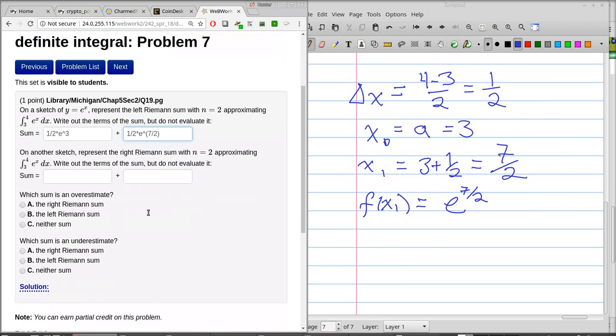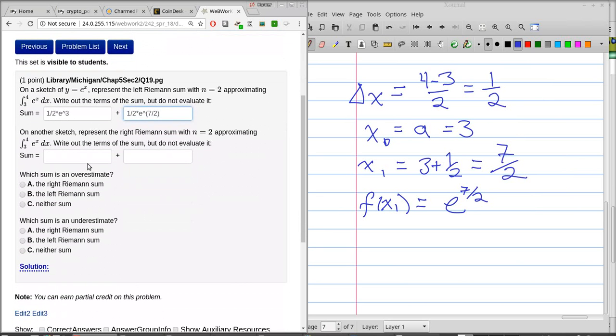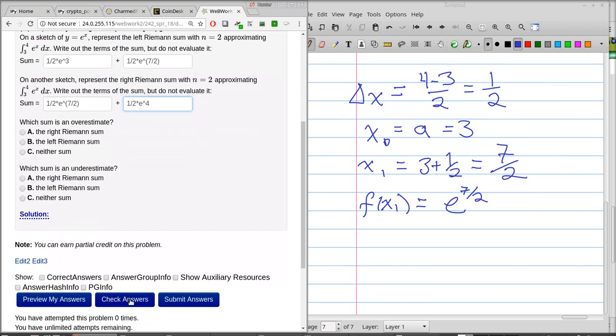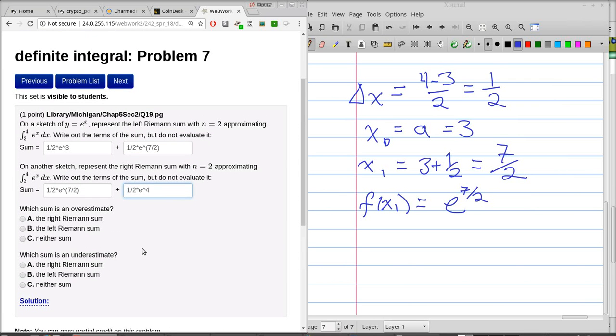All right, so now it wants you to do the right Riemann sum. You can just reuse this one. Reduce, reuse, recycle. So this is just the 1th entry in the sum. And now you need to do 1/2 times e to the b. And what is b? b is 4. Which sum is an overestimate? I don't know. How could you answer that question?